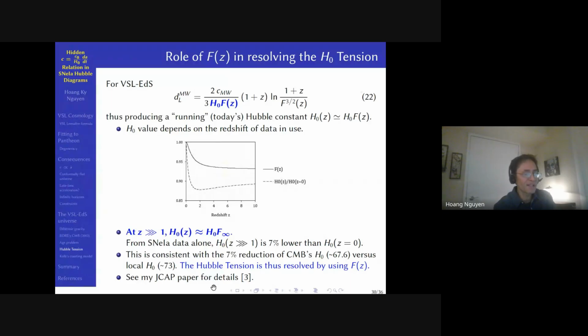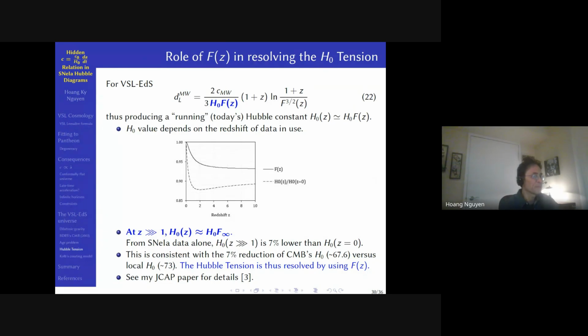So therefore, the Hubble tension can be resolved by using FZ. Of course, what I'm claiming is that both the x naught for the CMB and the x naught for the local measurement should be reduced by a factor of 3.5, right?